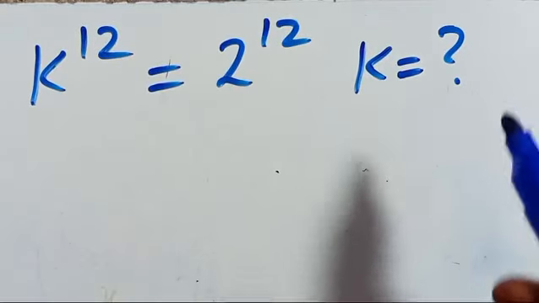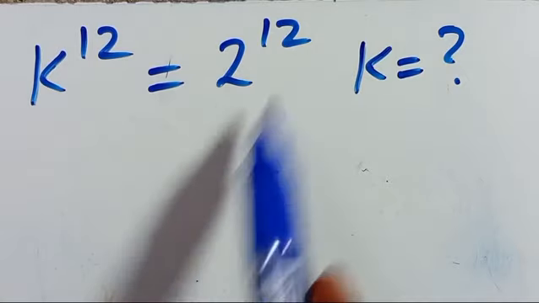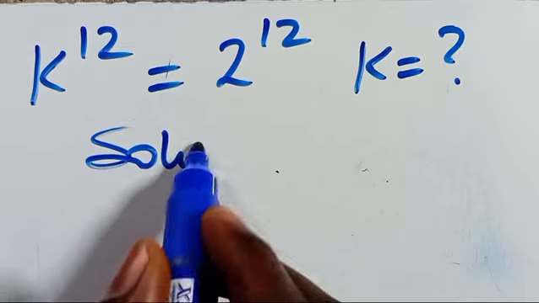What is the value of k, given that k to the power of 12 equals 2 to the power of 12? Then let's have it to be solution from here.